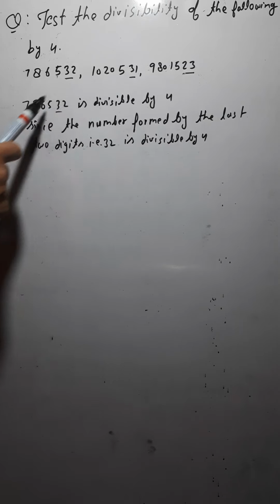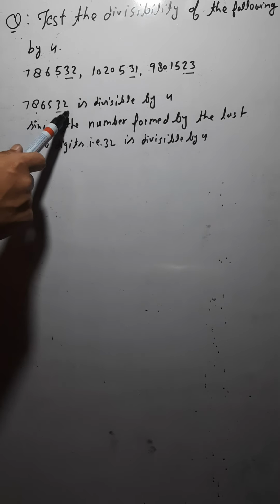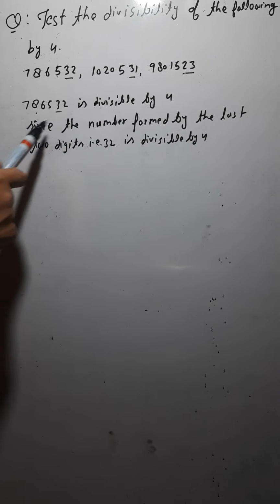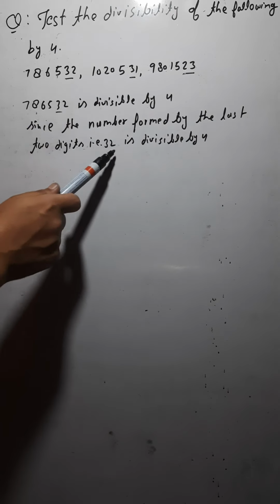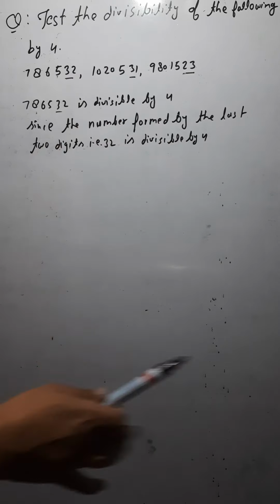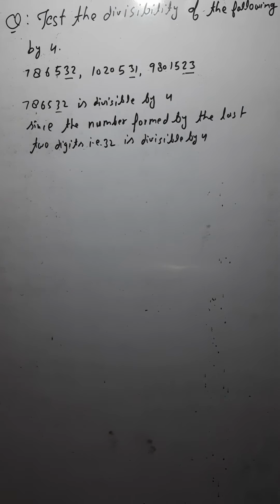It is not divisible, na? So you would write it: 1020531 is not divisible by 4, since the number formed by the last two digits, that is, what is the number there? 31, is not divisible by 4. This is what you have to write there. Similarly, you would do the third question also. Are you getting this? Okay, note it down. Then after that you would be moving towards the next question.